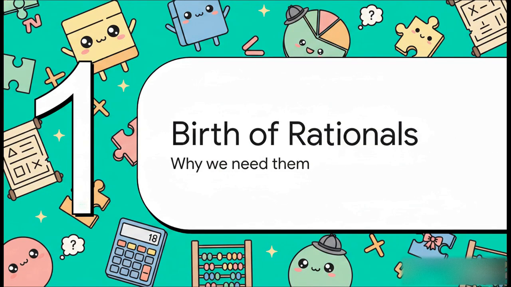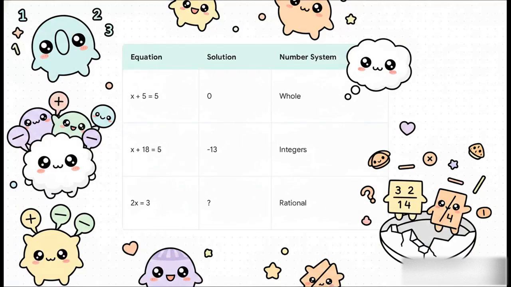Let's kick things off with Section 1, the birth of rational numbers. Math is basically just a historical record of humans solving harder and harder puzzles. Every time an equation gets stuck, boom, we literally have to invent a brand new category of numbers. To solve x plus 5 equals 5, we used whole numbers to get 0. Simple, right? Step up the difficulty to x plus 18 equals 5, and suddenly we need negative numbers, or integers, to reach negative 13. But then, we hit 2x equals 3. And integers just completely fail us. We had to break the mold and introduce a totally new system, rational numbers.